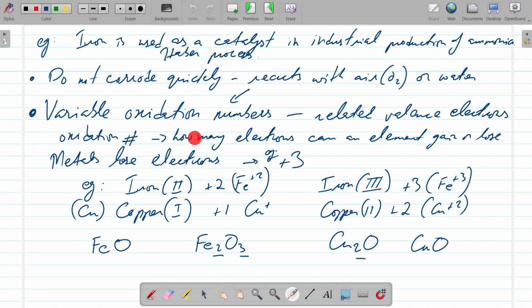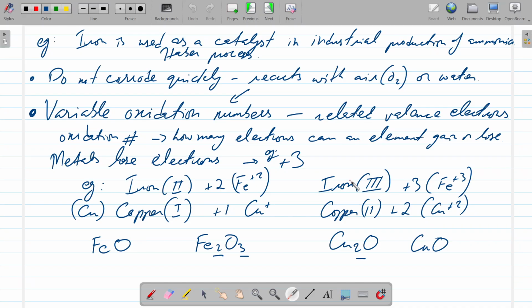The oxidation number is how many electrons an element can gain or lose. Metals lose electrons; that's what metals do. You don't have metals gaining electrons. Varying oxidation numbers are, for example, iron 2 and iron 3, or copper 1 and copper 2. You can have compounds such as iron 2 oxide and iron 3 oxide, or copper 1 oxide and copper 2 oxide. You can have iron chloride and copper chloride, and whatever compounds form.